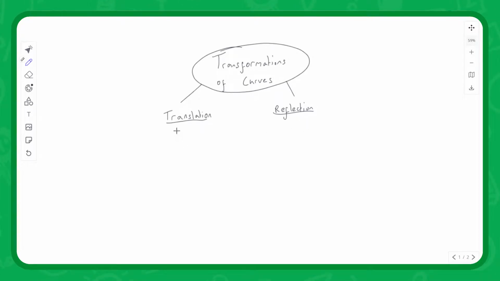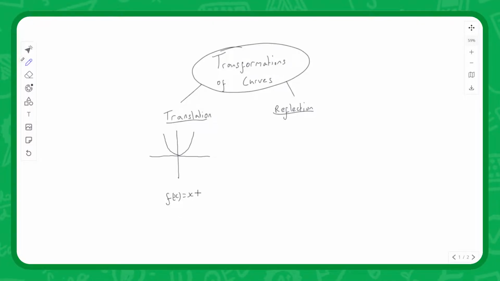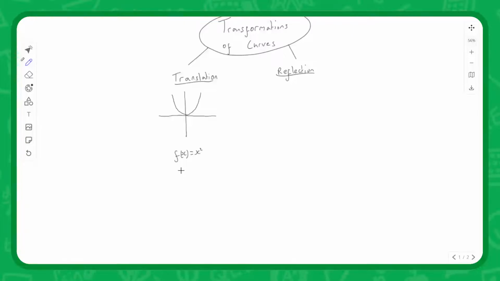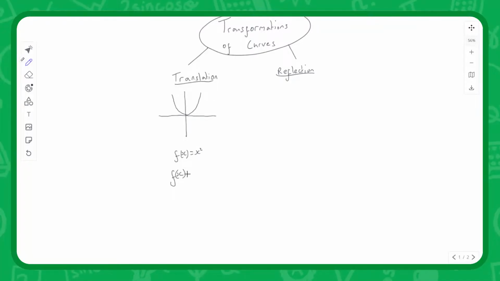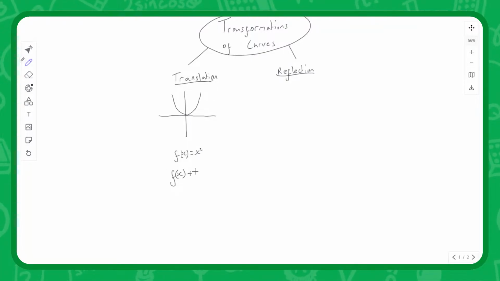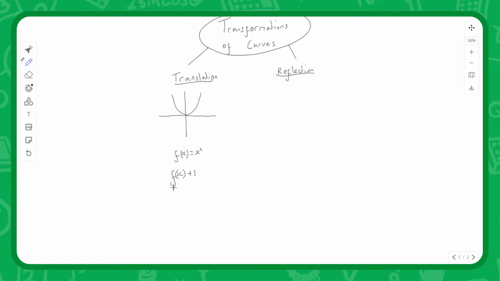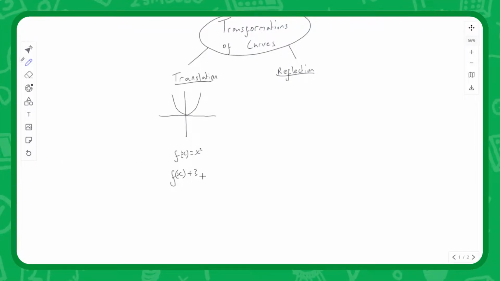If we start off with a fairly nice example, let's just start off with our standard x squared graph, looks something like that. So this is the graph of x squared. Our function f(x) is going to be x squared. Let's look now at what happens if we do something to this function. Let's say we want to take our original function, and at the very end we want to just add 3 to the output.